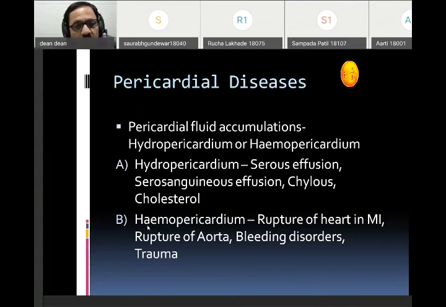Now we'll see the causes of hemopericardium. Here, blood is present. I mentioned there are two types. Hemorrhagic pericarditis is different; hemopericardium is different. In hemopericardium, there is no inflammation. Always I am stressing this again and again. Why is it seen? It is seen because of rupture of the heart, commonly in myocardial infarction.